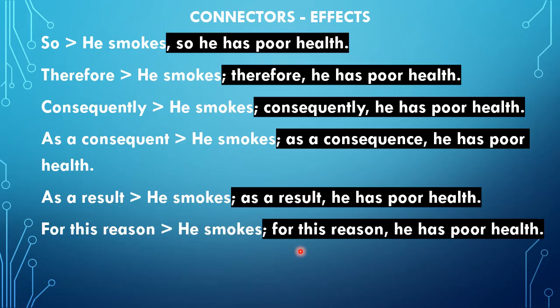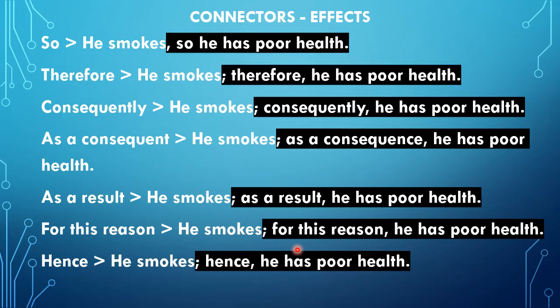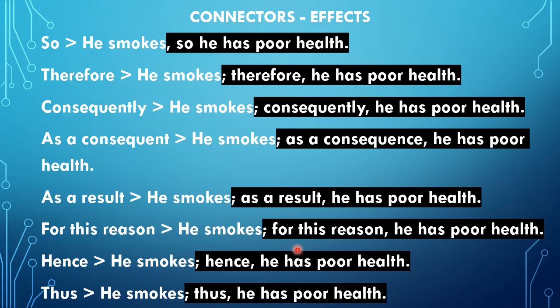For this reason, exactly the same as a result, they function the same way, they mean the same thing. Hence means the same thing as therefore and consequently. Hence, therefore, for this reason, as a result, as a consequence, consequently, they are used the same way. As you can see, I have used a semicolon here. We've already looked at these. These are just some more structures, more styles for you to write when it comes to using connectors.